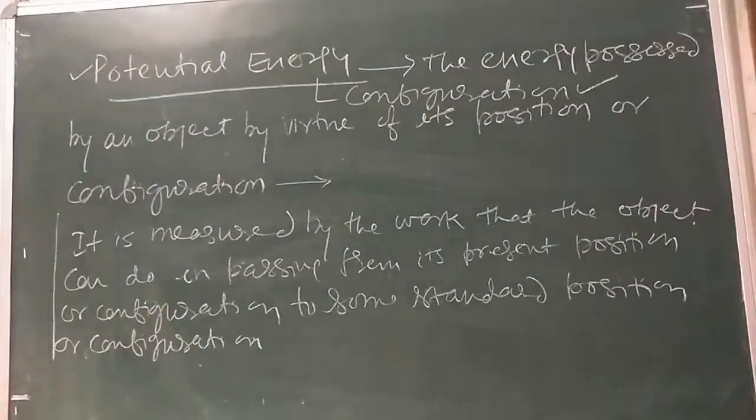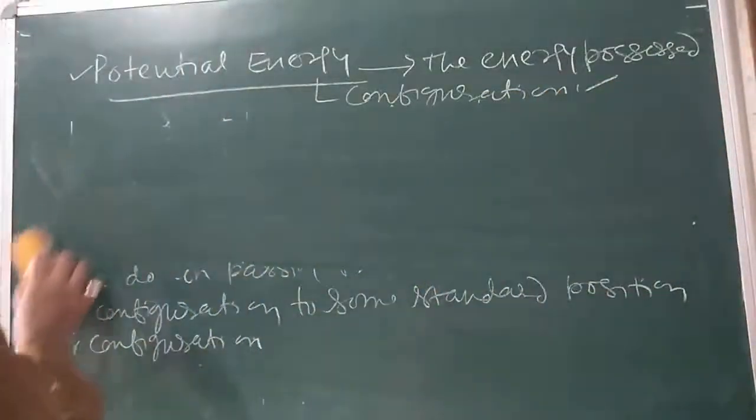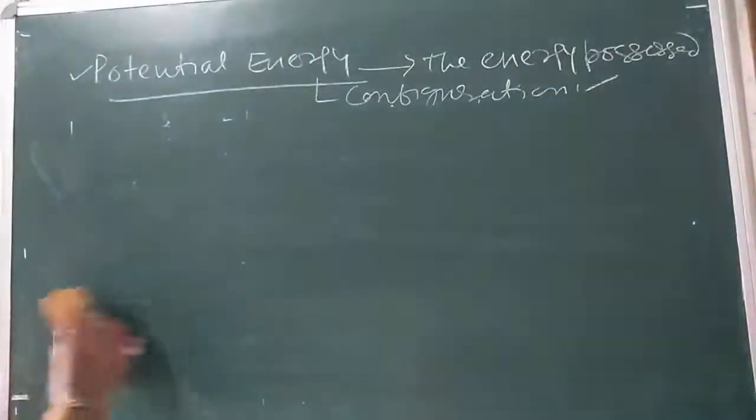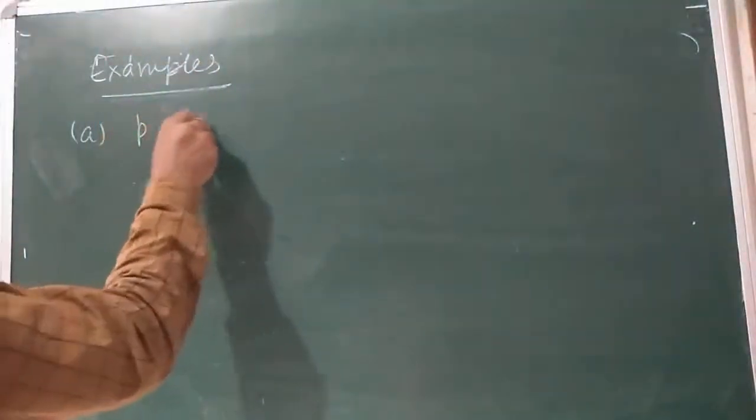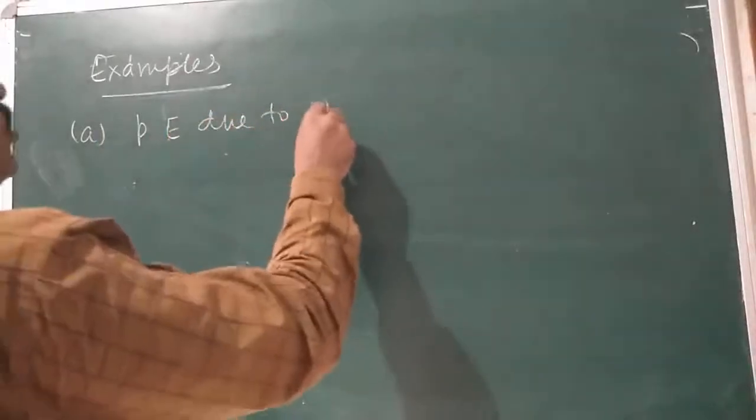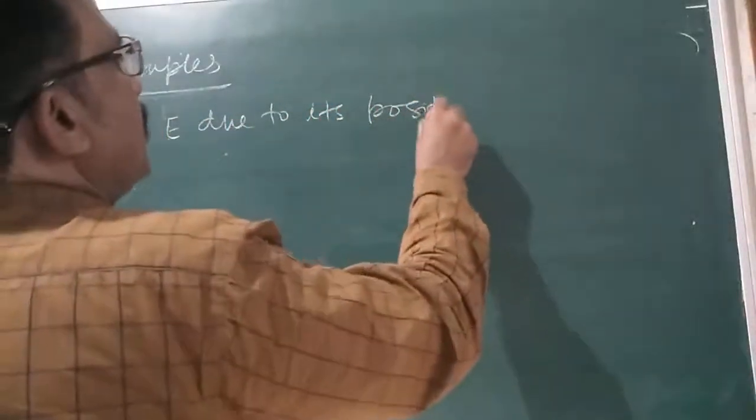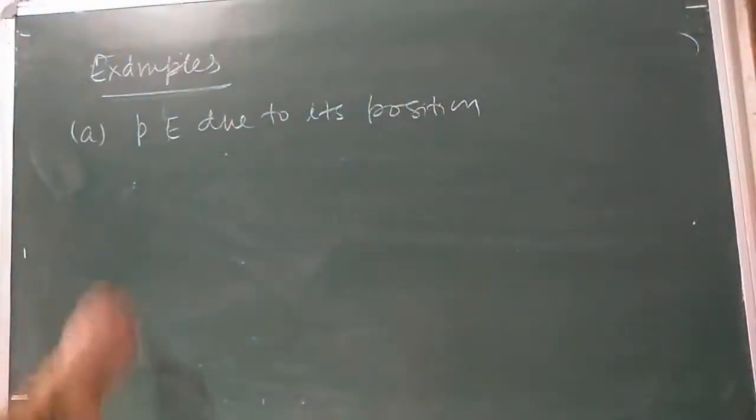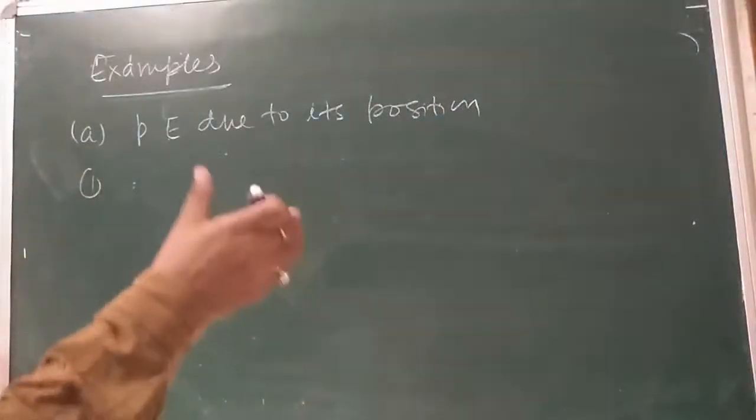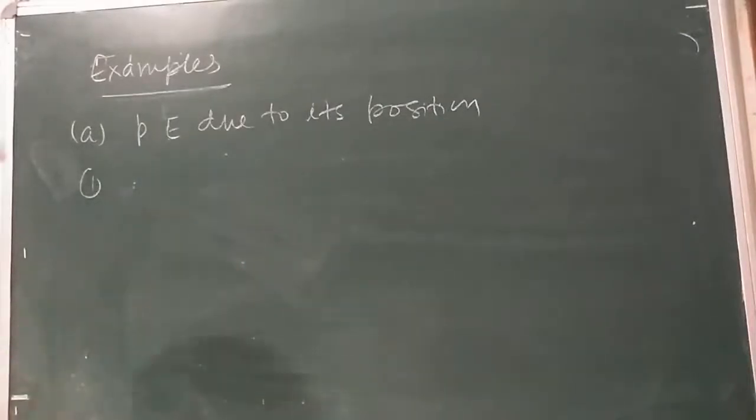A lot of examples in our daily life we can see. The examples of potential energy. First, potential energy due to position. Potential energy due to its position. A lifted weight, as it can do work when it falls down under gravity.